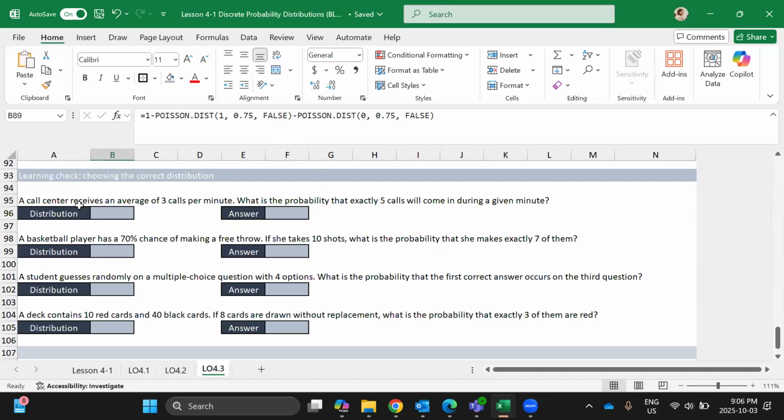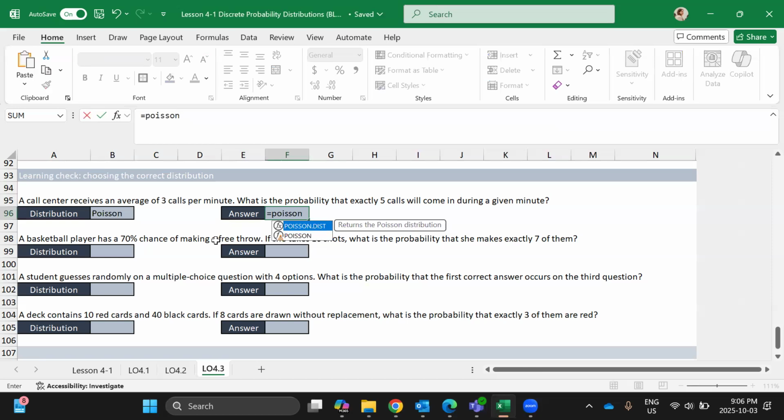Okay. So the first question is: a call center receives an average of 3 calls per minute. What is the probability that exactly 5 calls will come in a minute? This one involves time, calls in a minute. So it is Poisson, the one that involves our time variable. For Poisson, we use the Poisson.dist function. This is asking for exactly 5 calls, so the first number is 5.